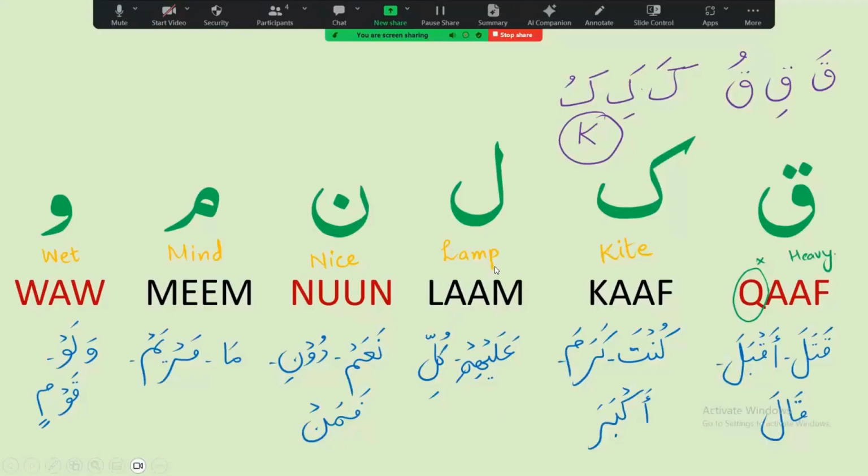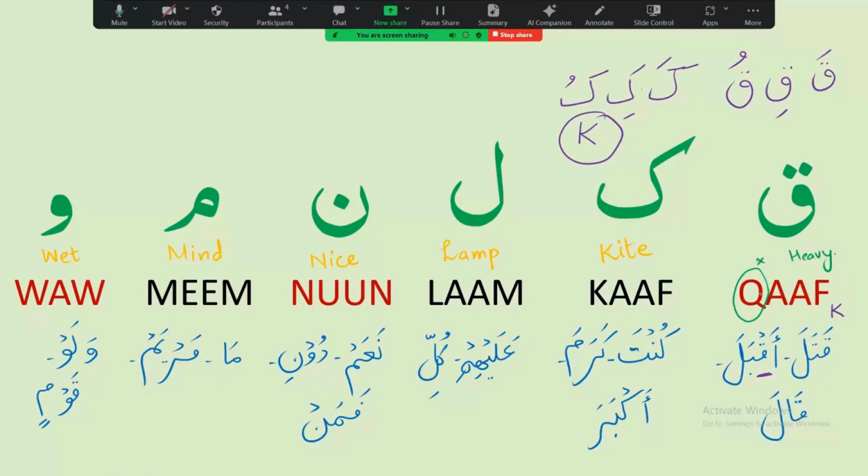Okay, my slides are gone. Let me just get these back. So qa, qi, qu, and let's see the example, which is qatala. We cannot say katala. We cannot use K here. We say qatala. The second example is aqbala, the qaf sound here. And the third one here is qala. Okay, qaf.